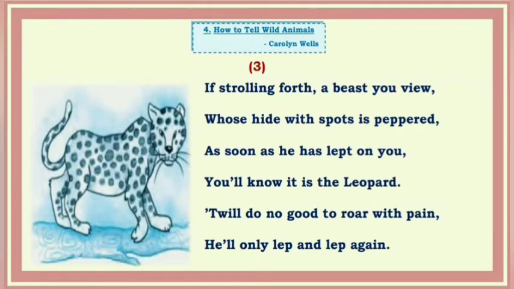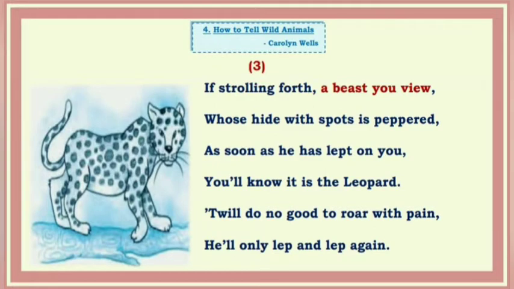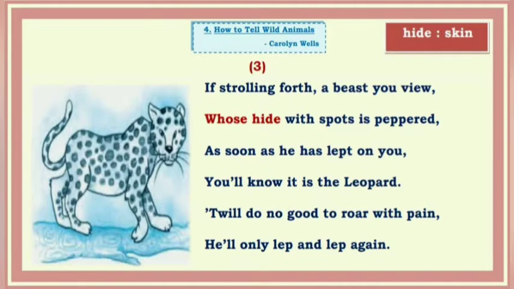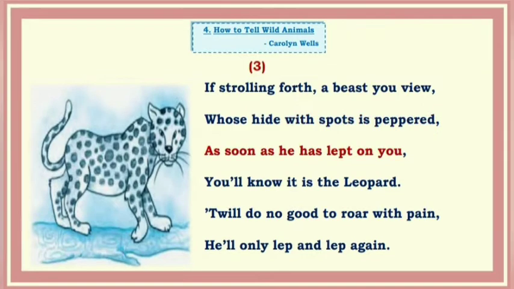She says, if strolling forth, अगर आप यहाँ वहाँ घूम फिर रहे हो, a beast you view, तब आपको एक जानवर दिखाई पड़ता है, whose hide, जिसकी hide यानी skin is peppered with spots, काले spots से peppered यानी covered है. As soon as he has leapt on you, जैसे ही वो आपकी ओर उछलकर छलांग मारता है, you will know it is the leopard, तब आपको पता चल जाएगा कि ये तो लेपर्ड है.